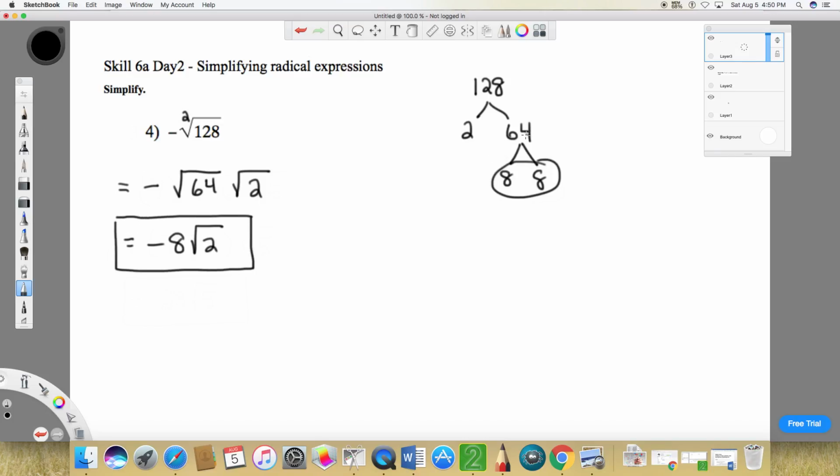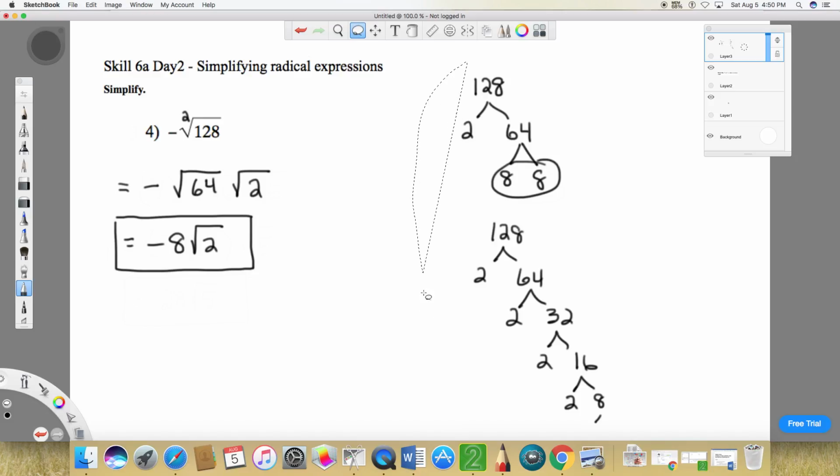If you didn't notice the 64, suppose your factor tree, when you got to 64, you kept breaking it down because these are all even numbers. Well, that's fine. You're going to get the same answer that we do. It's just that your factor tree is going to be a lot longer. Might even run off the page.